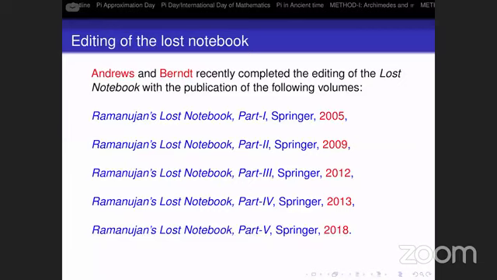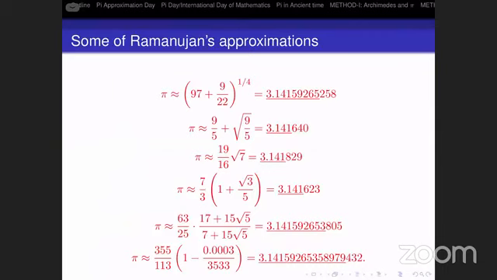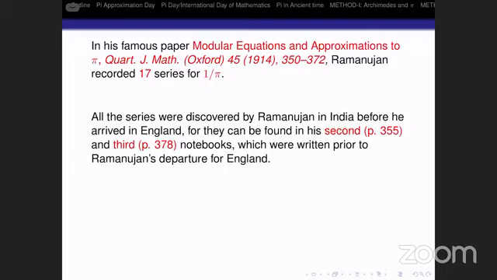But there are many results, as I already told, in the original notebooks, whose proofs are yet to be found in the spirit of Ramanujan. So now I come back to Ramanujan and Pi. Some of Ramanujan's approximations are these. You can see that these are not usual approximations. In fact, this comes from what is called Ramanujan's class invariant.